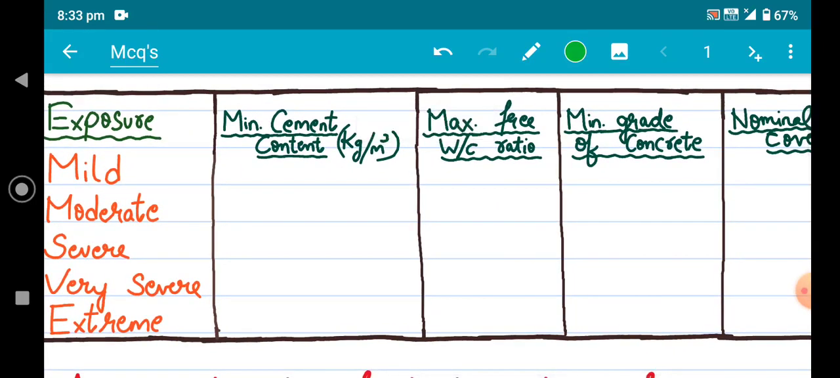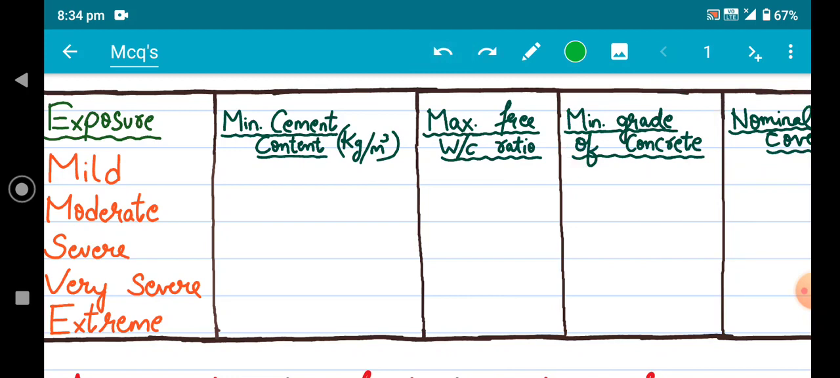here this table is also very much important friends. They can ask you any bit from this table. So I will give this table for you friends in this lecture. See, they have given us exposure of mild, moderate, severe, very severe, and extreme, and we need to know the minimum cement content, maximum free water cement ratio, minimum grade of concrete, nominal cover also for these exposure conditions.